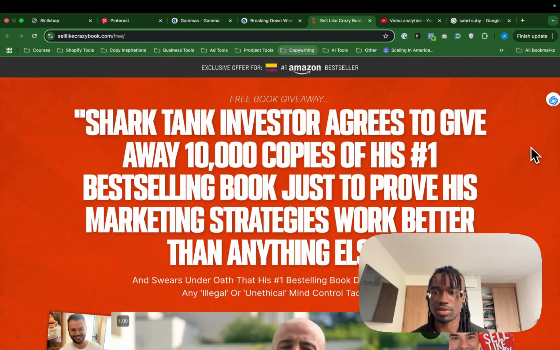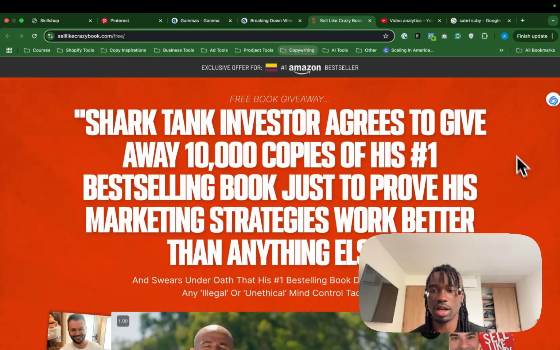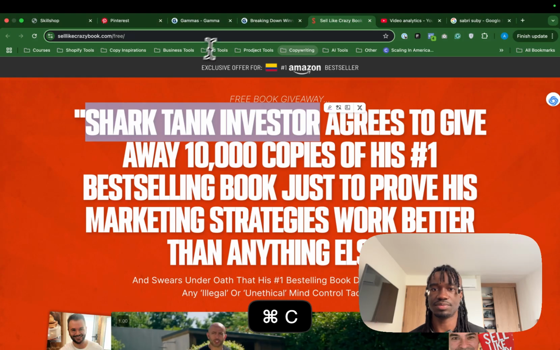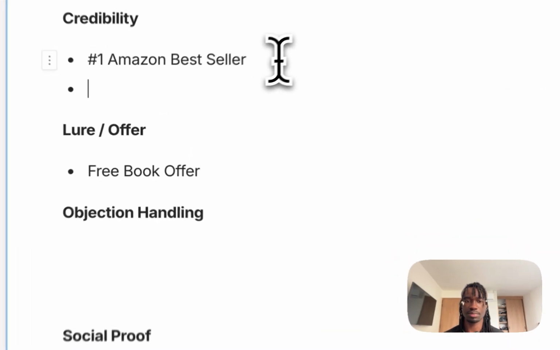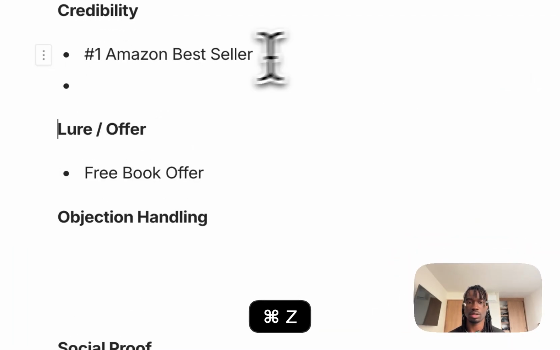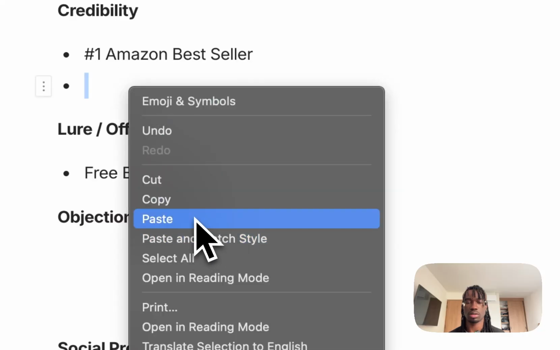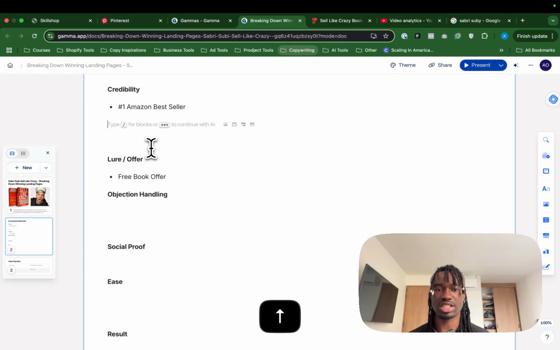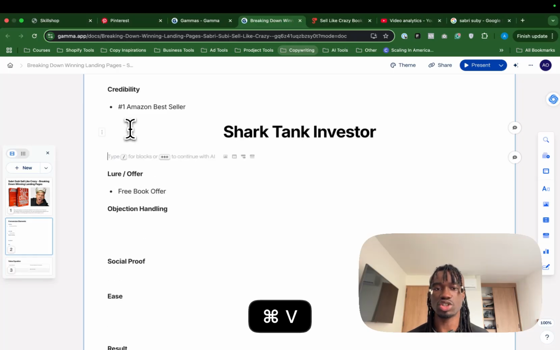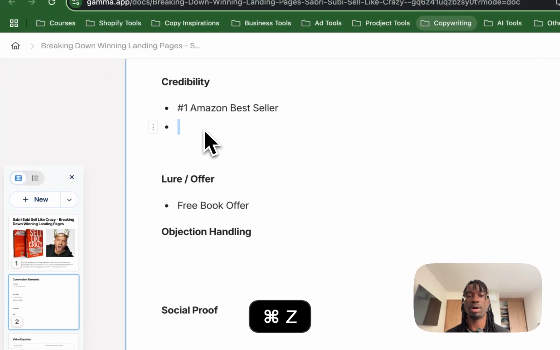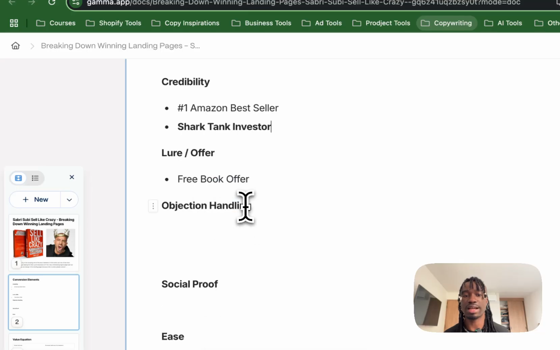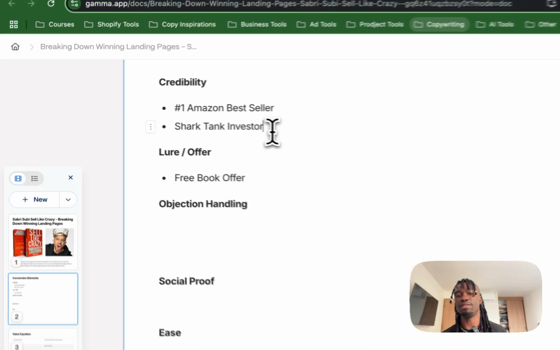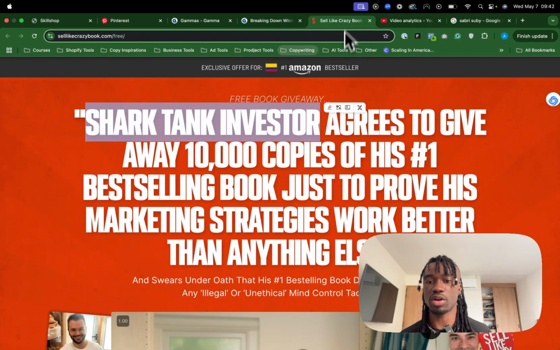Shark Tank investor agrees to give away 10,000 companies. So it's a Shark Tank investor, right? That's another thing you can put here, because he's using his authority here, right? He's leveraging Shark Tank. People might not recognize him, but they will recognize Shark Tank, right? Because Shark Tank is very, very popular, right? So he's leveraging their authority.